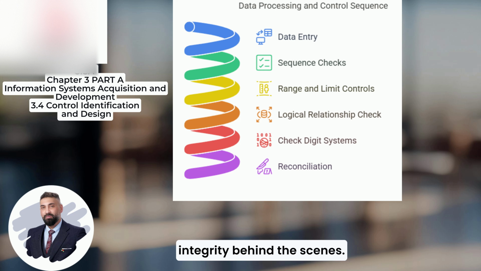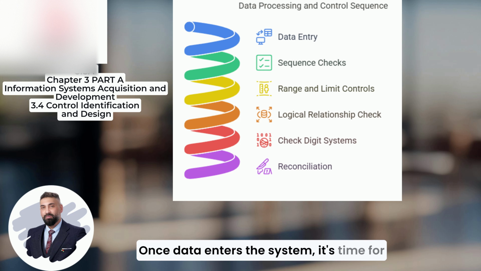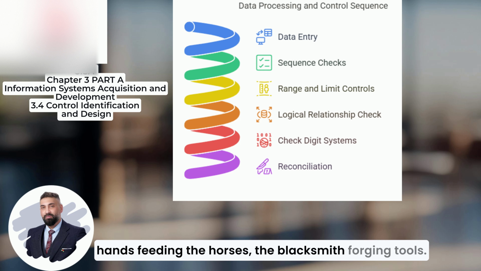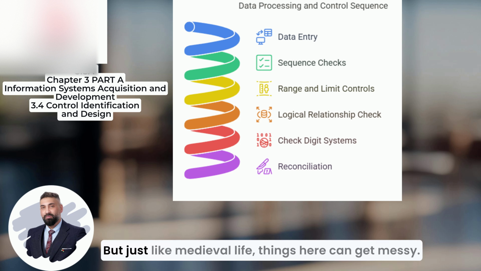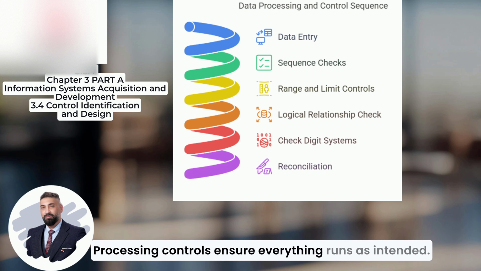Processing controls, ensuring integrity behind the scenes. Once data enters the system, it's time for the machinery to work. Inside the castle, these are the cooks in the kitchen, the stable hands feeding the horses, the blacksmith forging tools. This is data processing, where raw inputs become valuable outputs. But just like medieval life, things here can get messy. Processing controls ensure everything runs as intended.